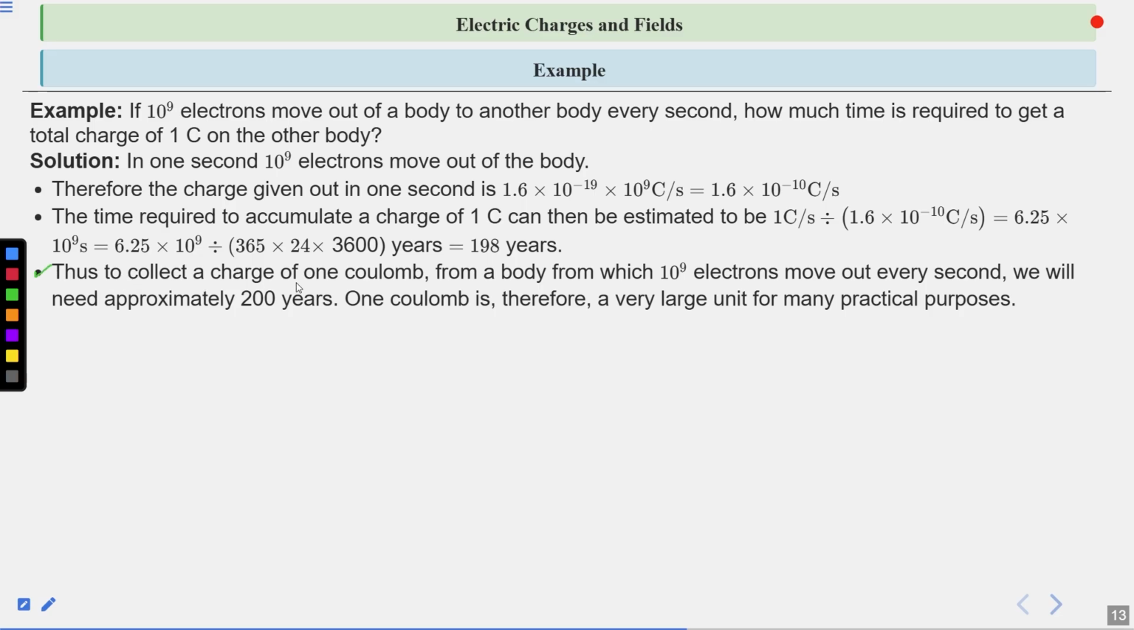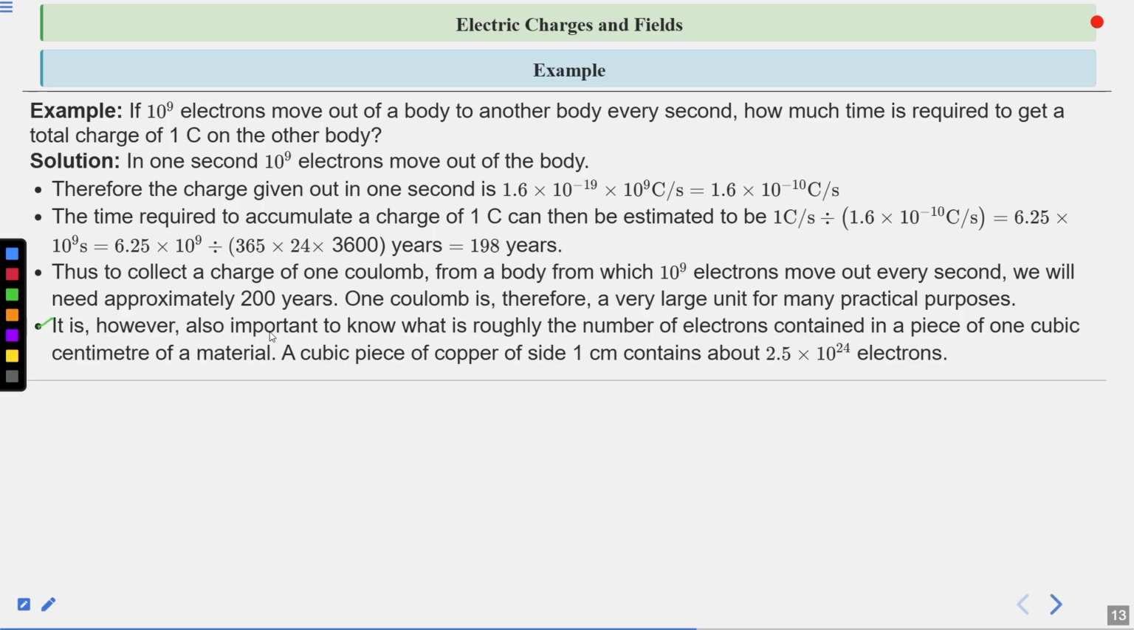Thus, to collect a charge of 1 coulomb from a body from which 10 raised to the power 9 electrons move out every second, we will need approximately 200 years. 1 coulomb is therefore a very large unit for many practical purposes.